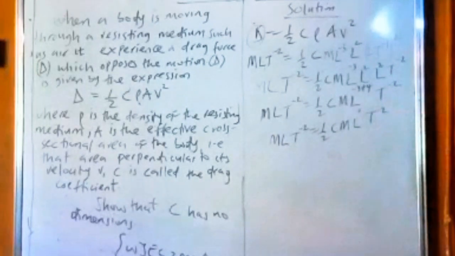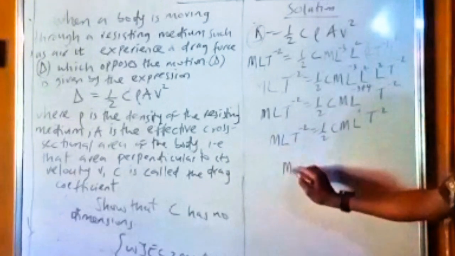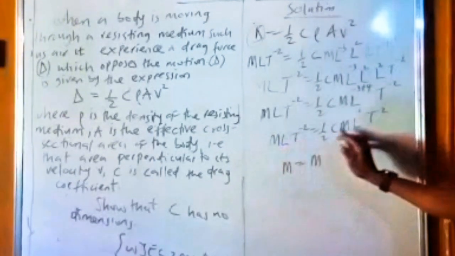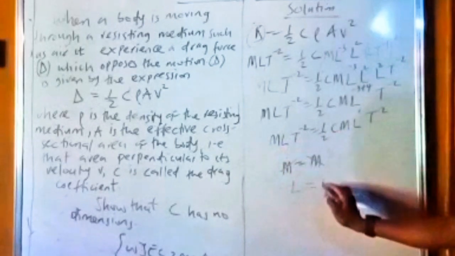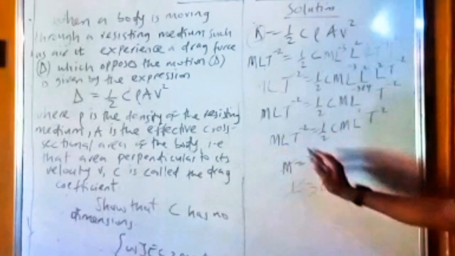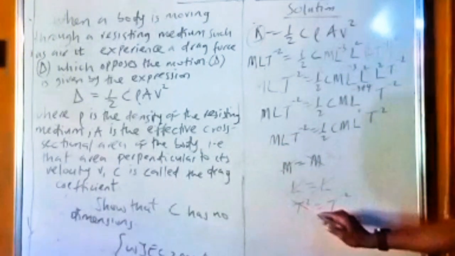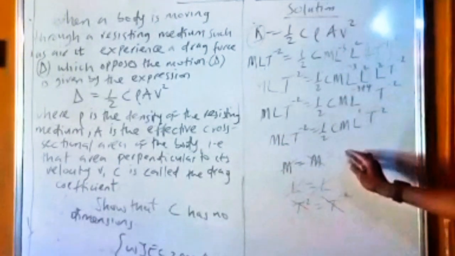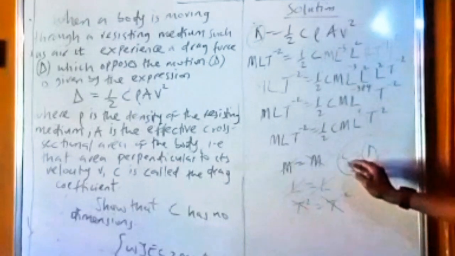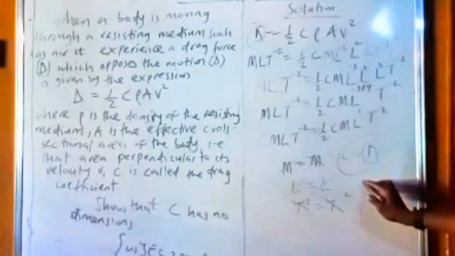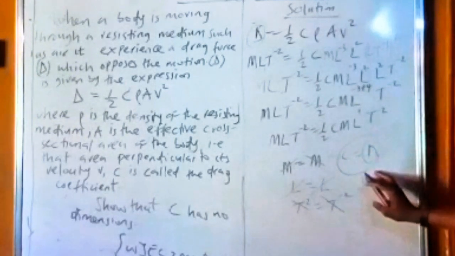So now we compare. You compare this side with this side. We're going to have M is equal to M, and this has cancelled each other. Likewise, we have L is equal to L, so this one too has cancelled each other. Next one is T raised power minus 2 is equal to T raised power minus 2. Likewise, it has cancelled each other. So we simplify that our C is equal to 1. And 1 is what is meant by unity. So that's why the value of C here is a dimensionless constant. As a result of that, we have shown that as far as C is concerned, C has no unit.